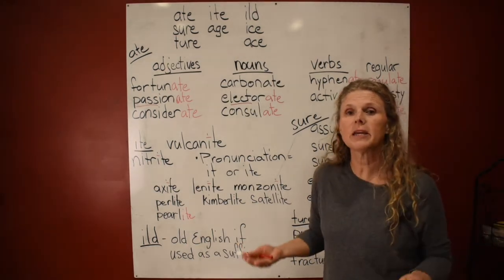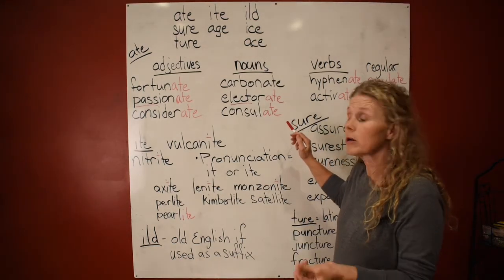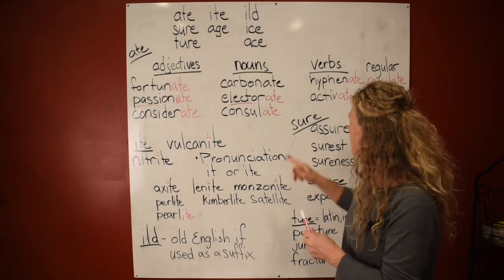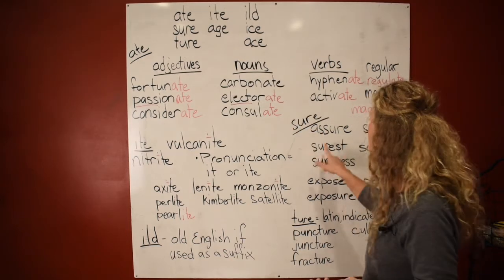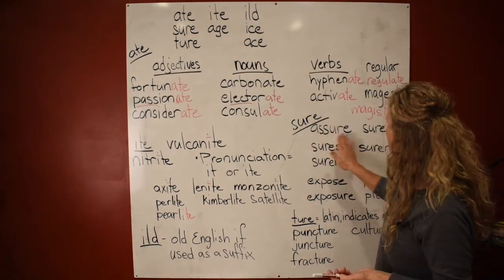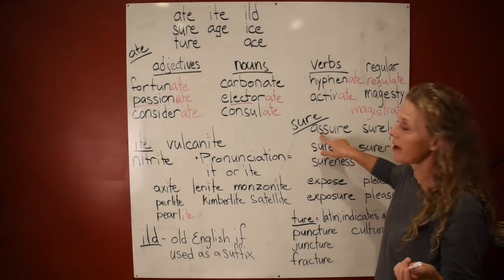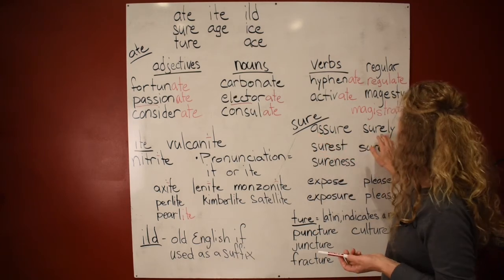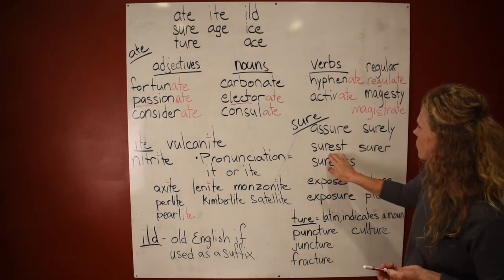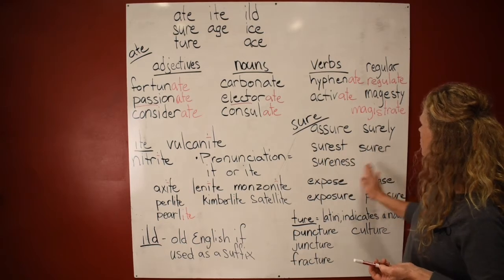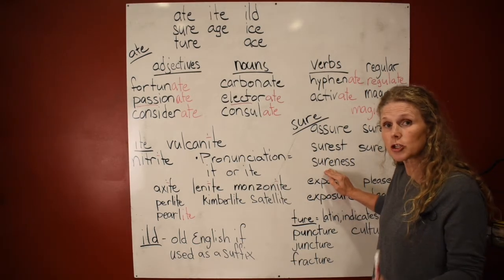Now sure can be its very own word. Now sure says sure or jure. And if you have a vowel right here in front of it, what sound are you gonna get, Dan? Jure. A vowel right there. So look at this. And see, this will be its very own word, assure. See how this starts with a consonant? Surely is its very own word with suffixes added to it. Surest, its very own word with suffix added to it. Surer, sureness.